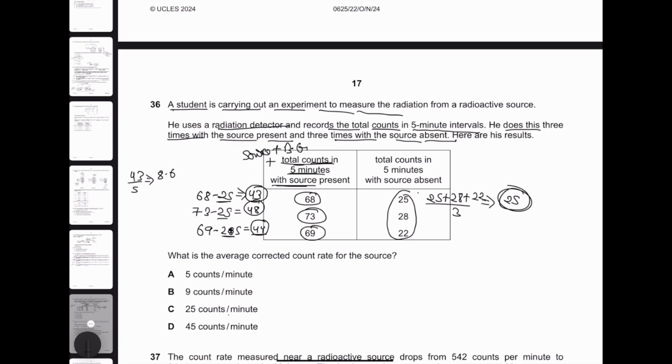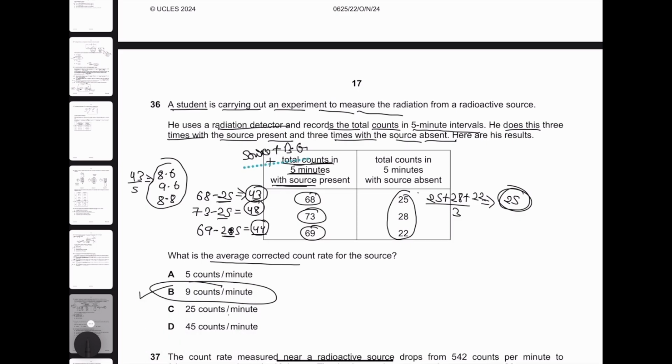48 divided by 5 is 9.6, and 44 divided by 5 is 8.8. So your answer should fall in this range, and they're also asking for the average corrected count rate. So you get the idea. It should be nearly 9 counts per minute. So the correct answer is B.